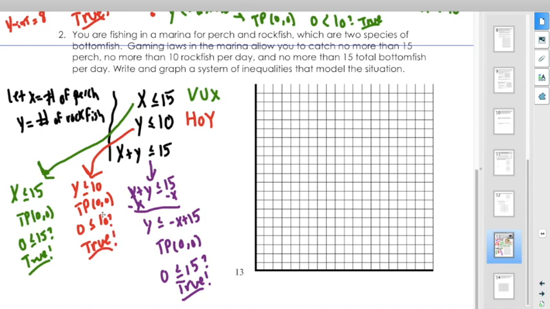Let's go about graphing these now. Look at the inequality. Are they going to be solid lines or are they going to be dashed lines? We always need to make sure all three of these are going to be solid. All solid lines.